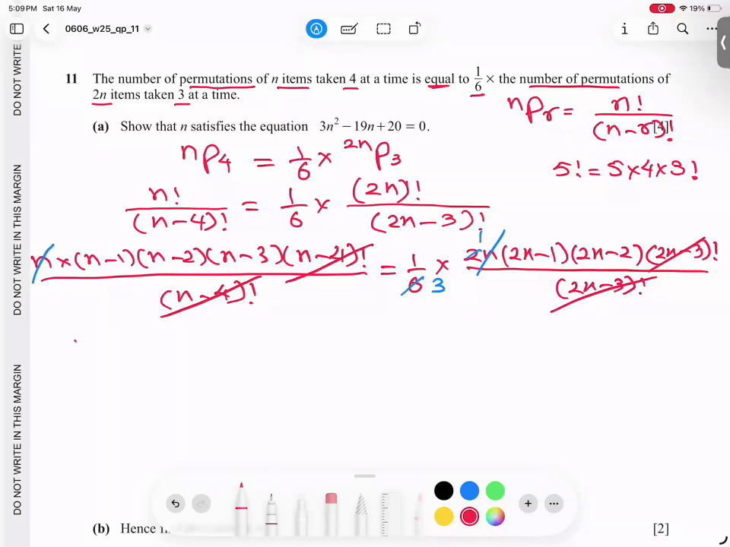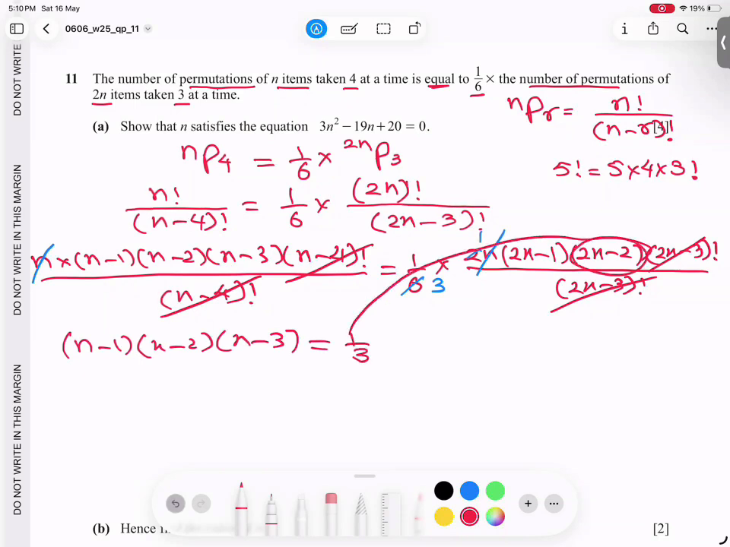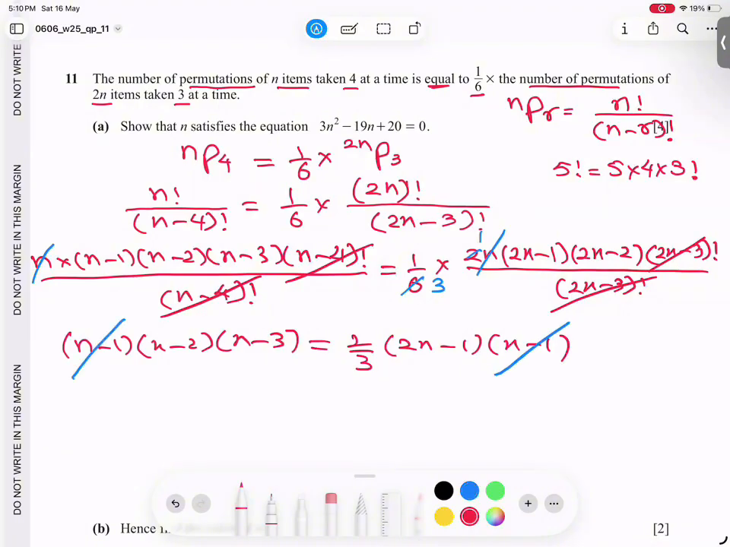So n minus 1 comes from here, n minus 2 comes from here, n minus 3. On the right hand side, we have 1 over 3. And from here, 2 is common, I bring 2 up. And this left, I got 2n minus 1. And from here, 2 common, I got n minus 1. This n minus 1, n minus 1 cancel out. Now I will multiply them, and 3 will come to this side.